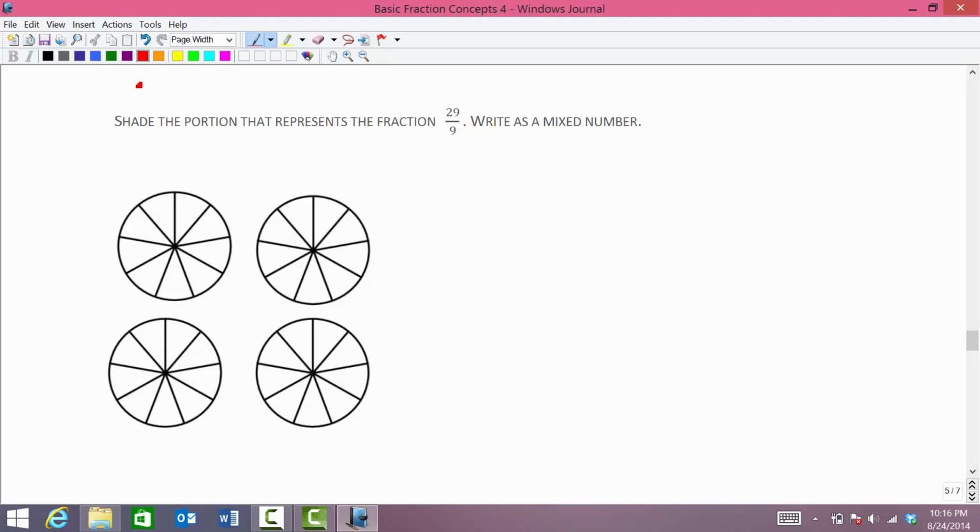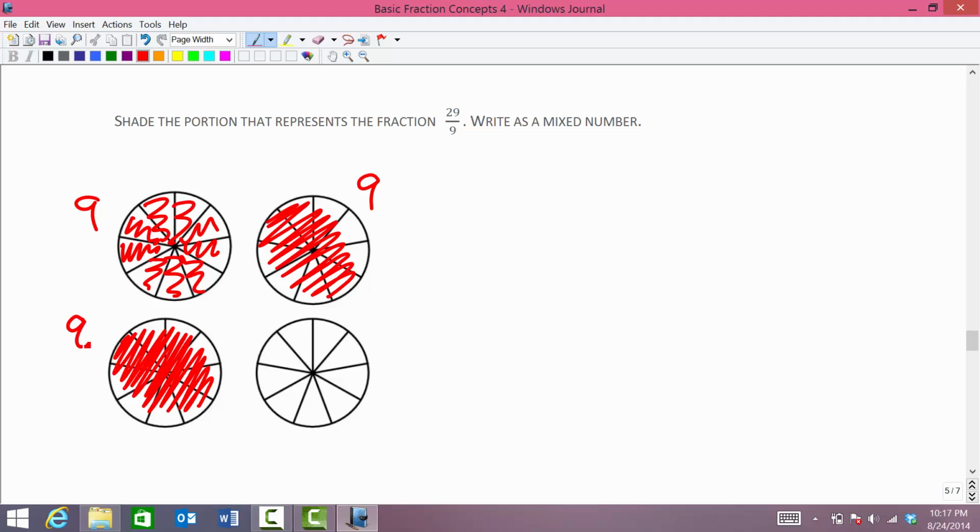I want to shade the portion of the circles that represents 29 divided by 9. And we want to write our final answer as a mixed number. Well, each one of these circles is broken up into 9 equal parts, and we need to shade 29 of them. So 1, 2, 3, 4, 5, 6, 7, 8, 9. So there's 9 pieces. We can shade all of these. That represents another 9 pieces. We have 18 so far. We can represent another circle here, another 9 pieces. 9 plus 9 plus 9 is 27, 28, 29.